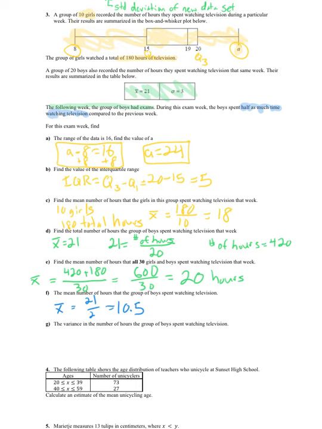And then the last part, the variance in the number of hours the group of boys spent watching television. Again, this is another IB problem where we saw the original standard deviation was 3. Let me fix that. We'll say the original standard deviation in green was 3. So the revised standard deviation's got to be cut in half.